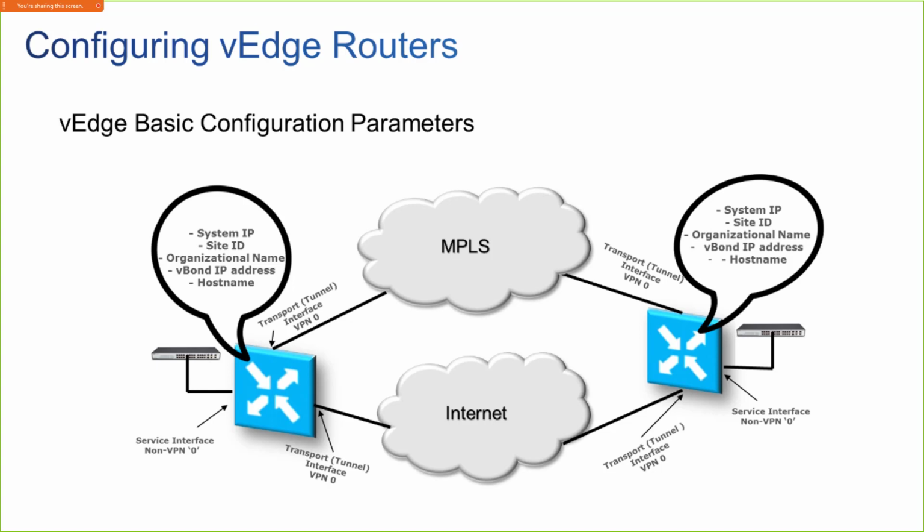But we also have an out-of-band management interface, which is called VPN 512. VPN 512 has an IP address and a default route. And we'll get more into the VPNs and how they're used in this architecture a little bit later on. But those VPNs are used for the provisioning and management of the device itself.